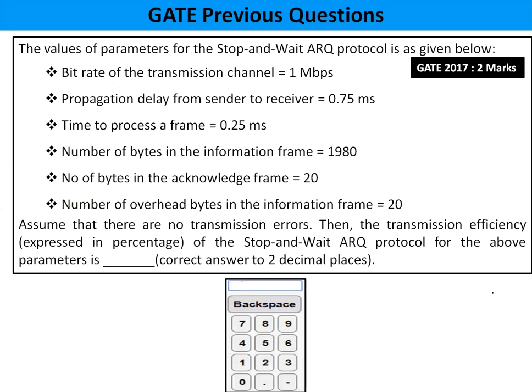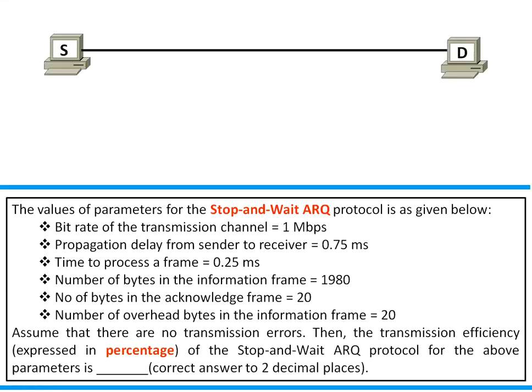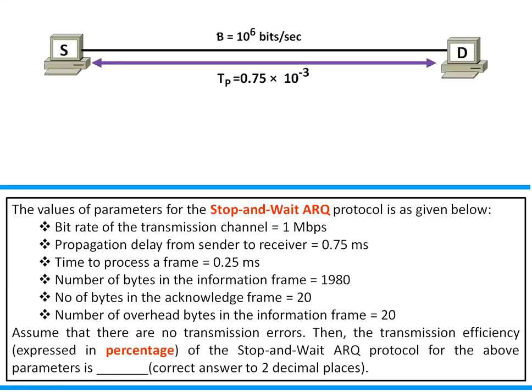Now continue with the next question. This was given in GATE 2017 for 2 marks. This is a numerical question. Yes, guys. Let me continue. What has been given? Sender bandwidth is given, and propagation time is given. And this is the first time they mentioned time to process a frame. That is, processing time is also given.